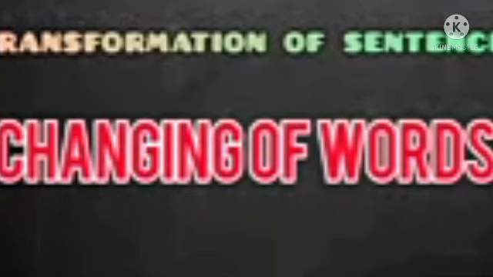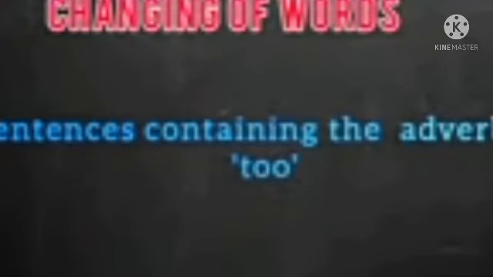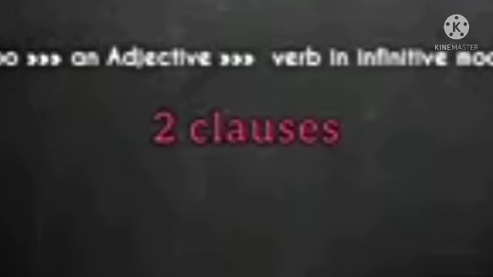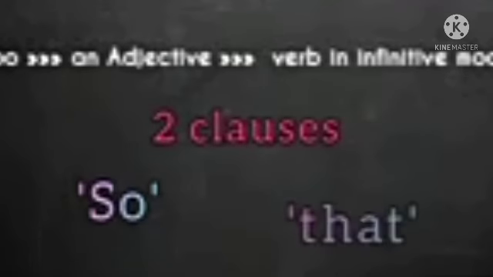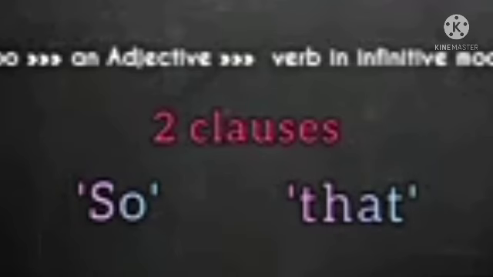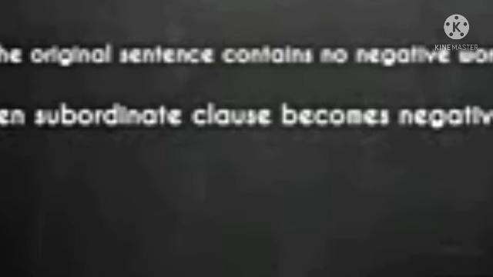Under changing of words, we will first see the sentences containing the adverb too. If the adverb too is followed by an adjective and then by a verb in the infinitive mood, we expand the sentences into two clauses. The first containing so and the second beginning with that. And if the original sentence contains no negative word, the subordinate clause becomes negative.